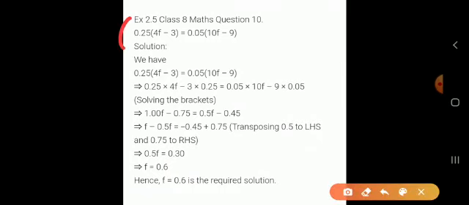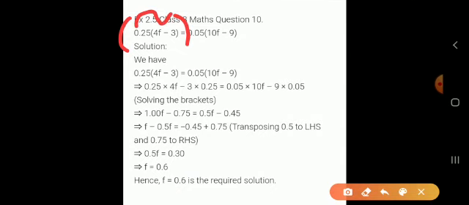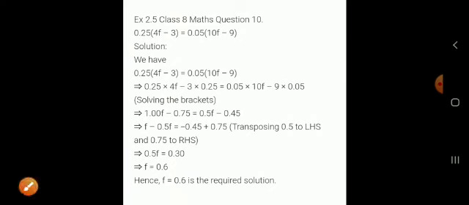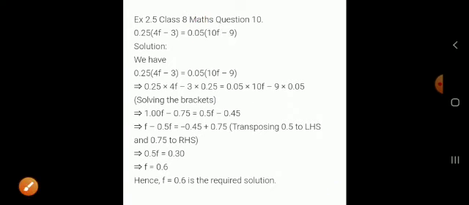So first term, see, 0.25 into 4f minus 3. So 0.25 will be multiplied with 4f. Here you can see. Then minus sign. Then 0.25 into 3, this we are getting. Opposite side also, right hand side we will open and multiply. So 0.05 into 10f, you can see it here, minus sign. Then 0.05 into 9. So now the opening part is over.